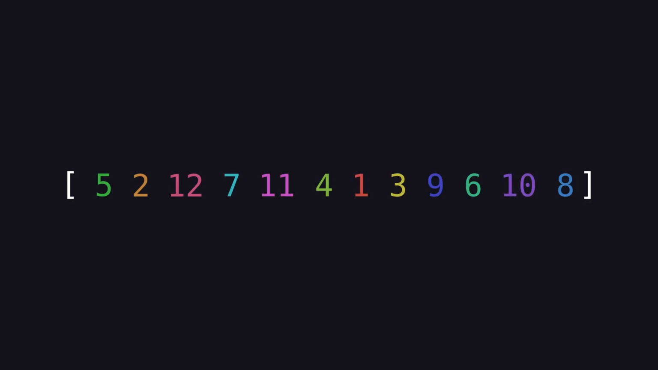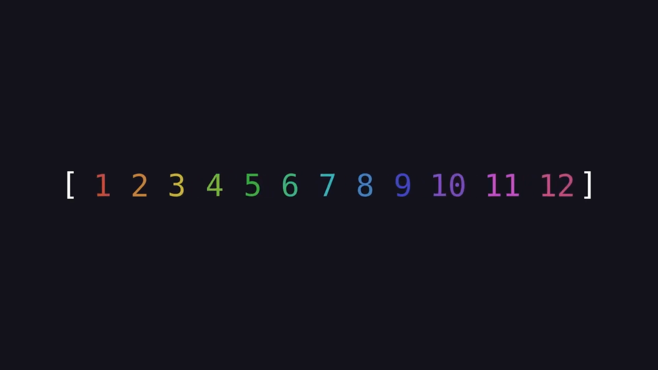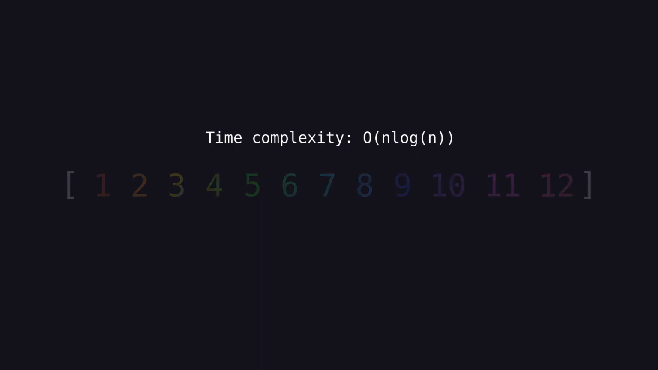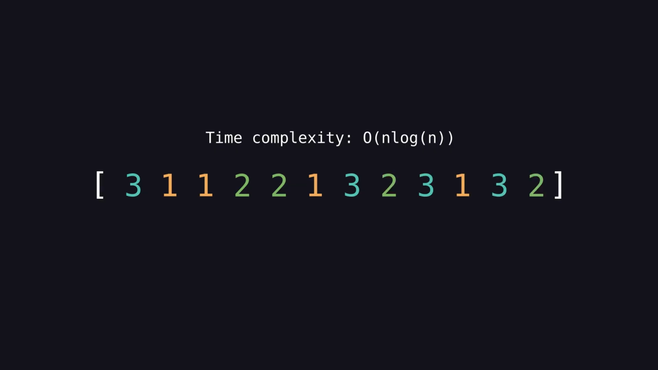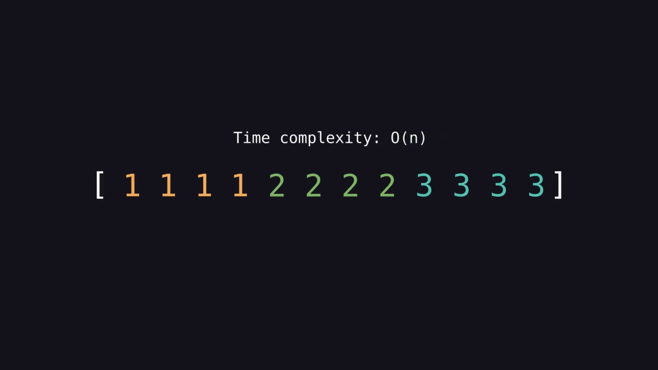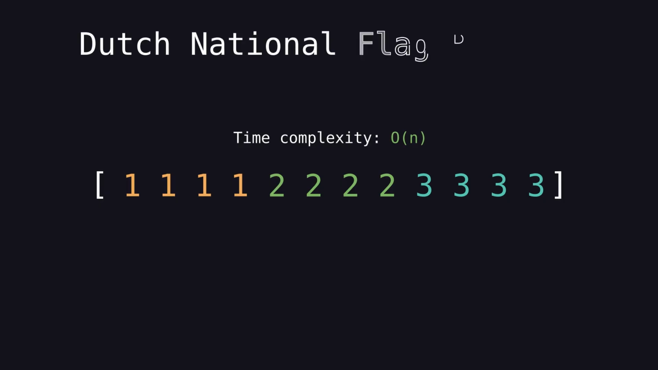If you have an array of elements and you need to sort them in ascending order, it is well known that this can be done in O(n log n) time, with a sorting algorithm like merge sort, for example. But what if you knew that the elements of this array were constrained to being only one of three unique elements? Actually, there is now a way to sort this in linear O(n) time. This is known as the Dutch national flag problem.